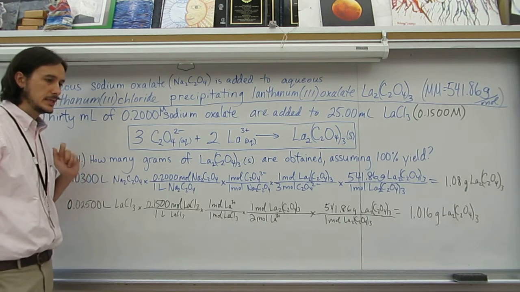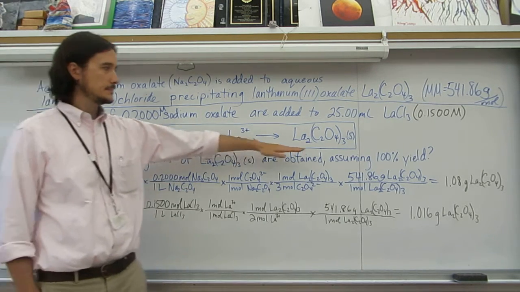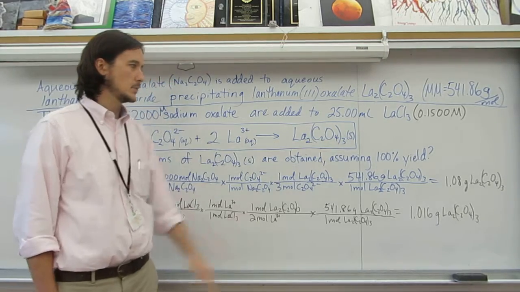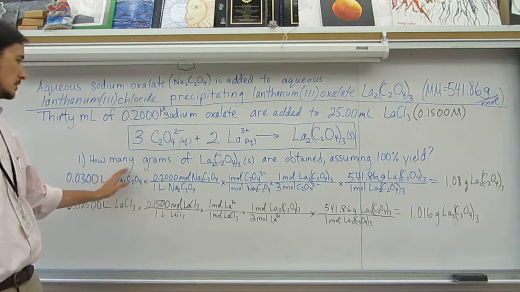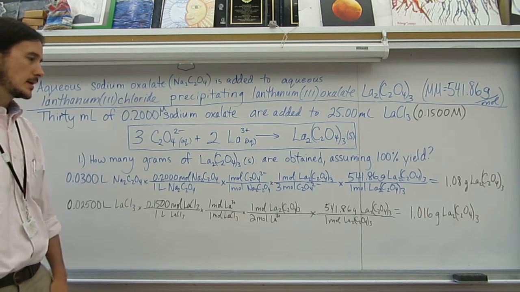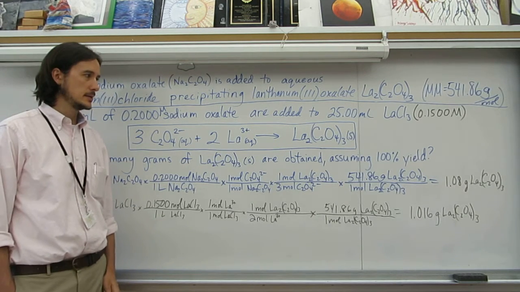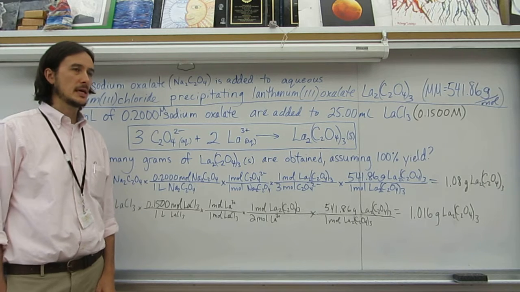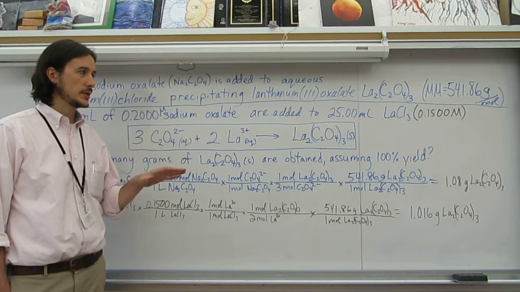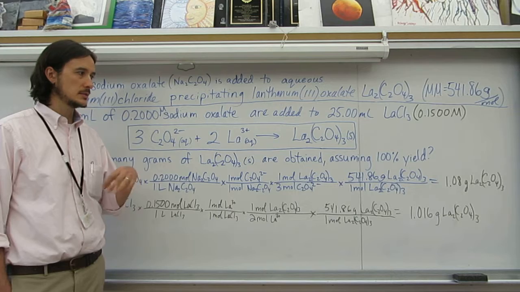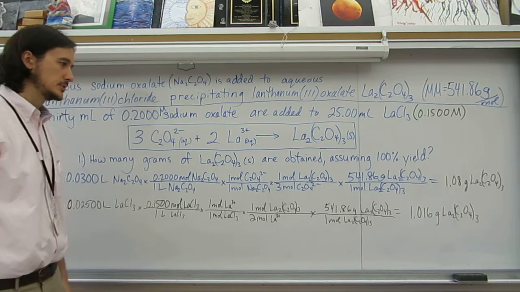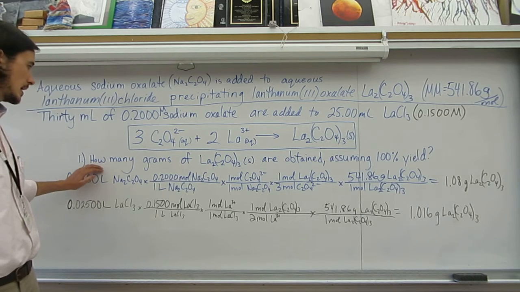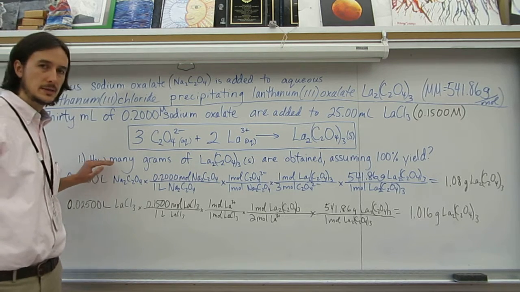The first question is, how much product do we get? How much of this can we collect, assuming 100% yield? So there's your question. The next question that we're going to look at in a different video is, what are the concentrations of all the other ions that don't react? What are the concentrations of everything else left in solution? So first question, how many grams? This one is the easier one, I think.